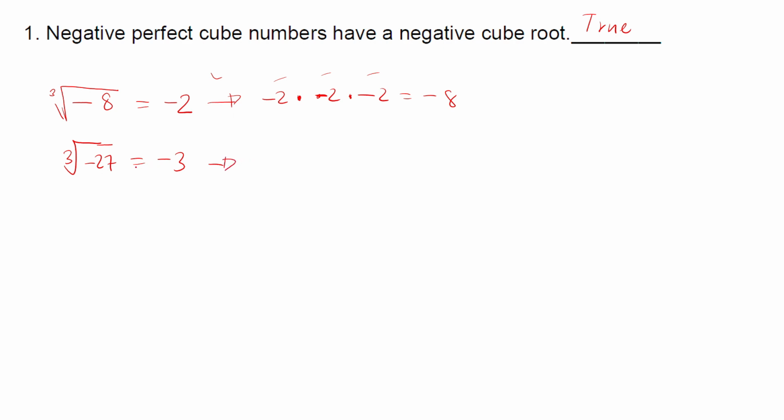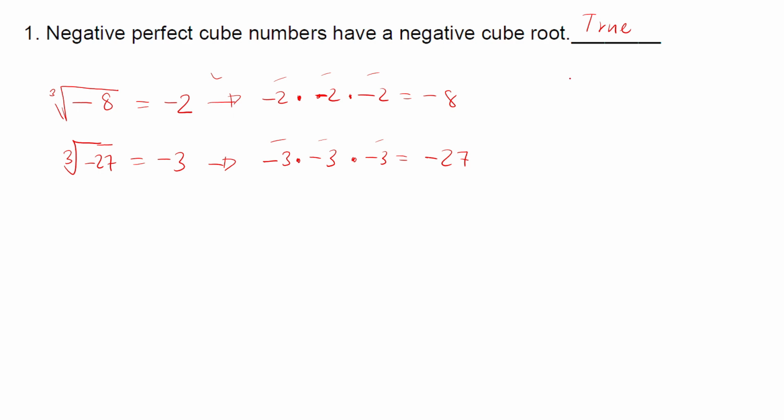The answer to the cube root of negative 27 is negative 3 because negative 3 times negative 3 times negative 3 is negative 27. Again, 3 times 3 times 3 is 27, and we have 3 negative signs, which is an odd number. That's why the result is negative 27. And so the statement, negative perfect cube numbers have a negative cube root, is actually true.